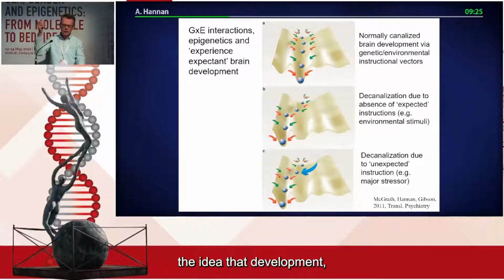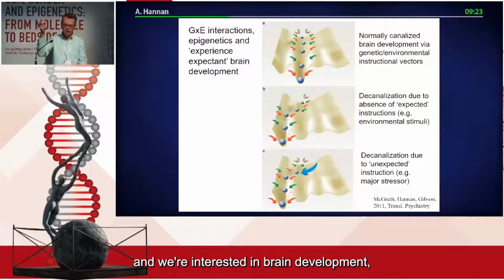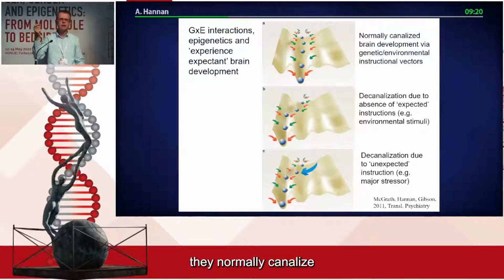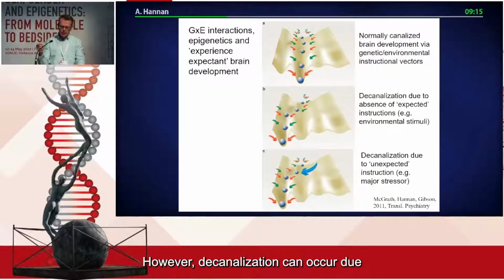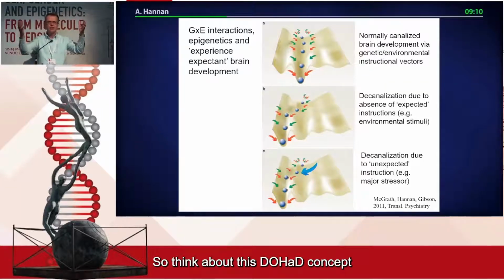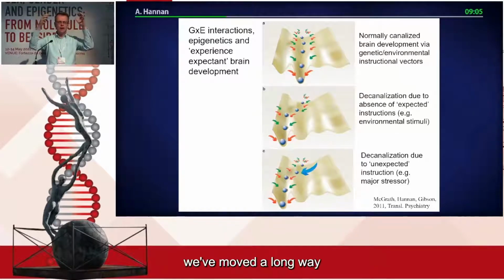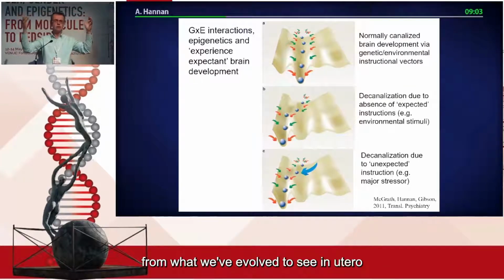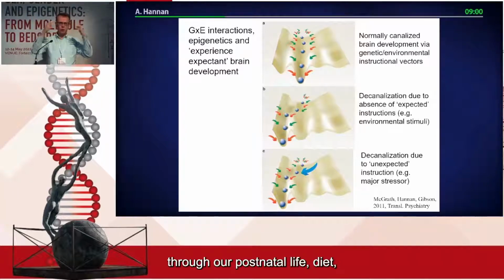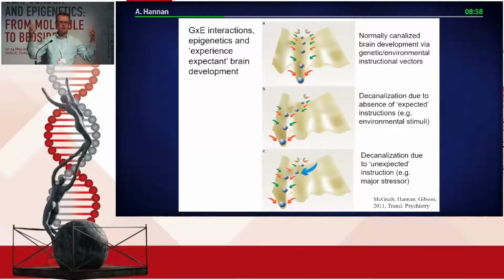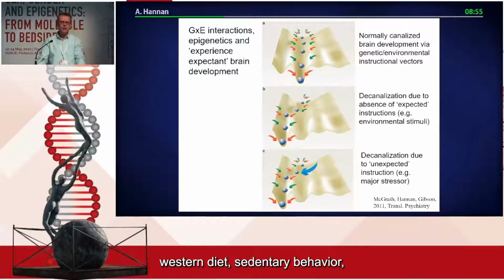So back to Waddington, the idea that development, and we're interested in brain development, is normally canalised via evolution and genetics. However, decanalisation can occur due to absence of expected instruction. So think about this DOHAD concept that Marek has introduced, the idea that globally we've moved a long way from what we've evolved to see in utero and throughout postnatal life: poor diet, Western diet, sedentary behaviour, high levels of chronic stress, toxins, you name it.